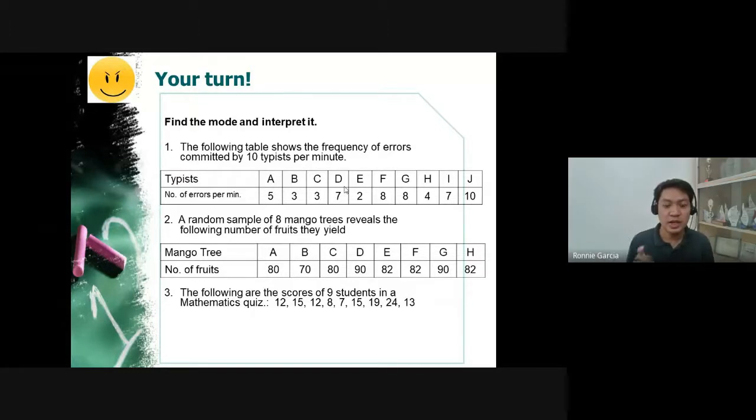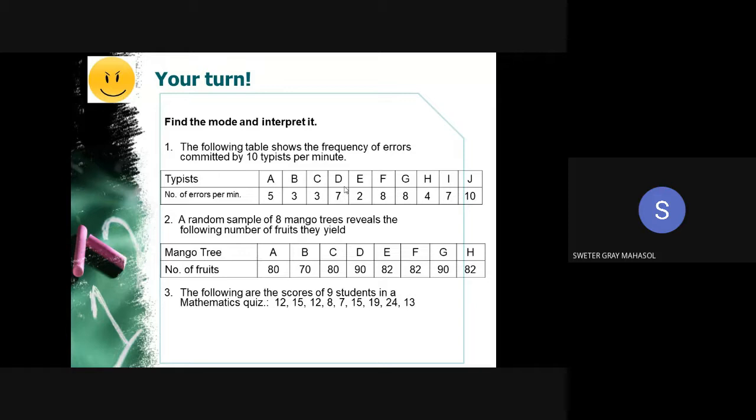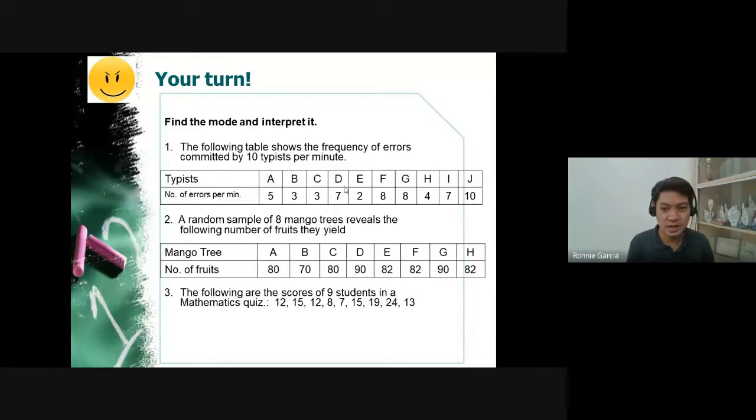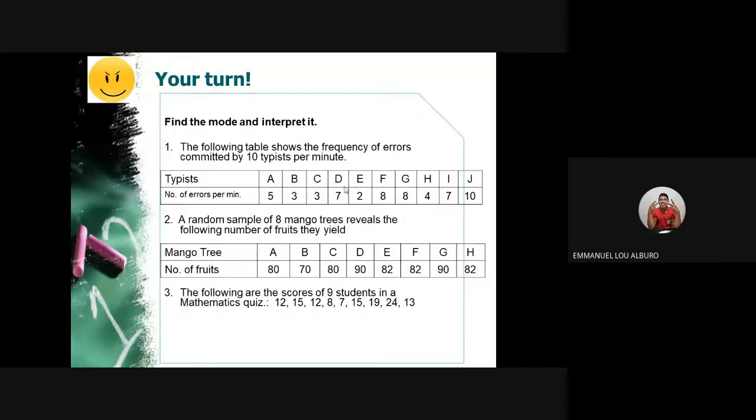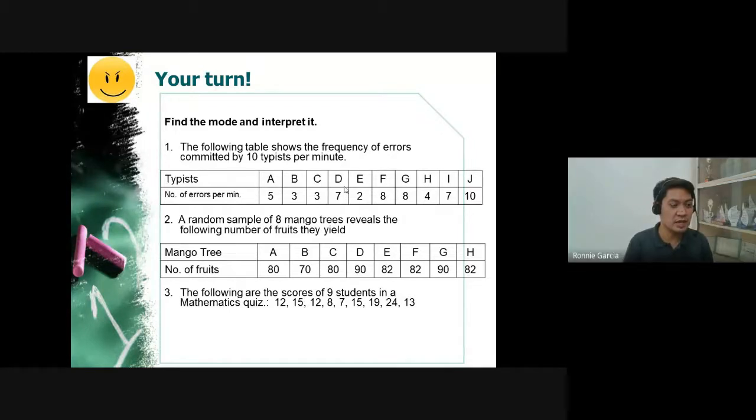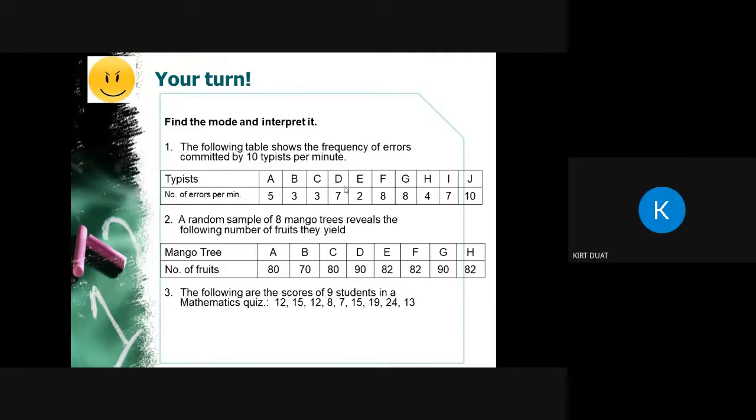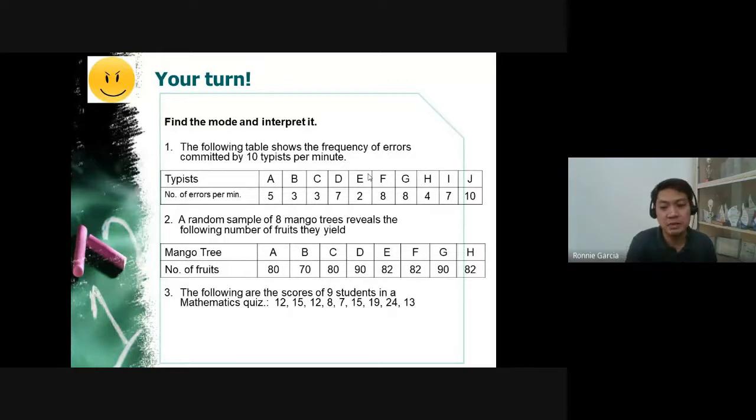Number 2. 80, 70, 80, 90, 82, 82, 90, 82. 82, sir. Si Duwat ang nagsulti. 82, sir. Kasi may 82 tulong ako, because it appeared 3 times. Ang highest frequency. Though nag-appear ang 80 twice lang man. Ang 90 twice lang. Ang 82 ang katulo.